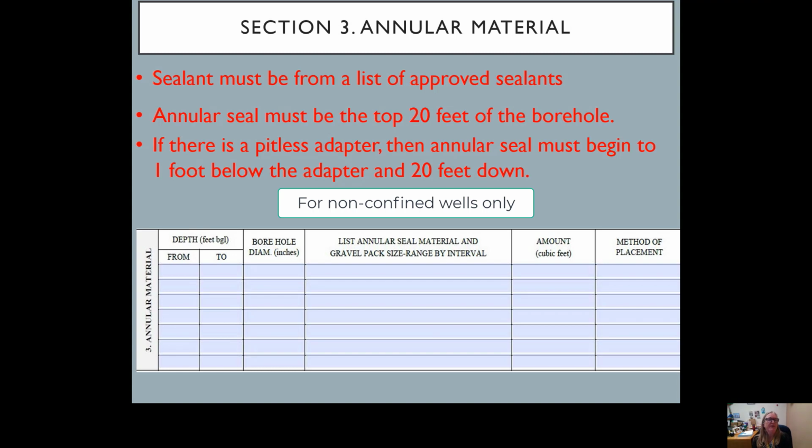And again, you will check off on that front page whether or not you have a pitless adapter, and that will explain to staff whether or not we expect that seal to go to ground surface. And then if there is one, take the annular seal 20 feet below wherever it starts. So if you start at 4 feet below, take it down to 24 feet. Anything below 20 feet must be tremied. And that would be indicated here by the method of placement, whether it's poured or tremied. Anything below 20 feet, whether plugged or sealant, must be either tremied or pressure grouted.